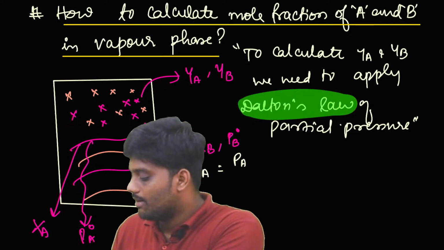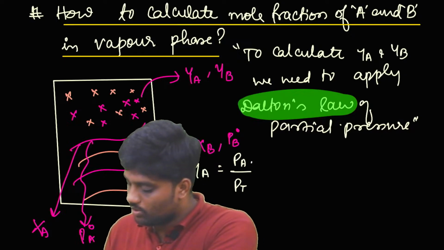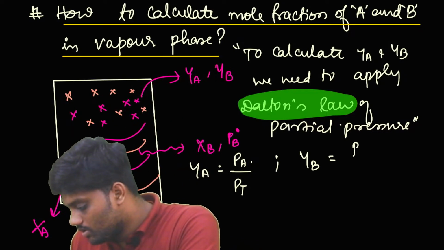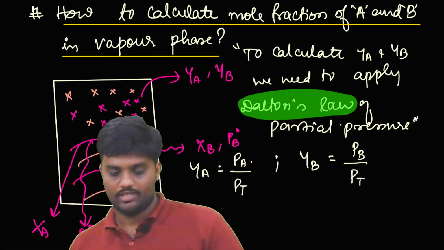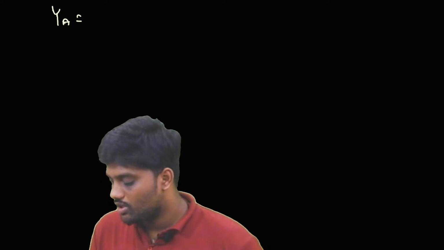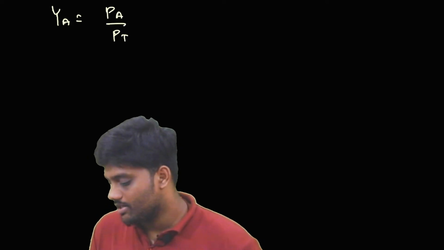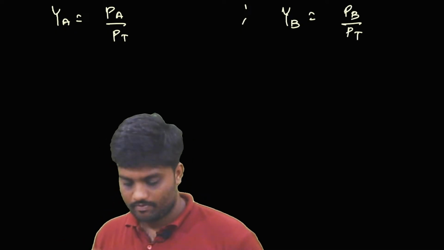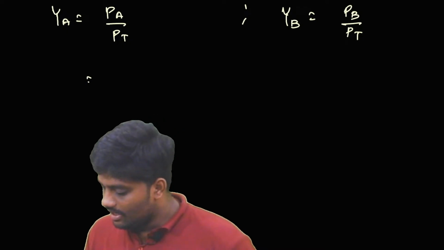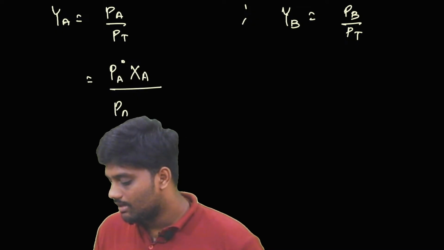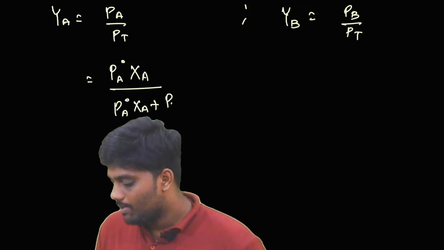That is equal to PA, the pressure applied by A, upon the total pressure. Then if you want YB, that is equal to PB upon the total pressure. Now I need YB or YA; how am I going to see that YA is equal to PA upon total pressure? YB is PB upon total pressure. Now YA is equal to PA naught psi A divided by total, that is PA naught psi A plus PB naught.